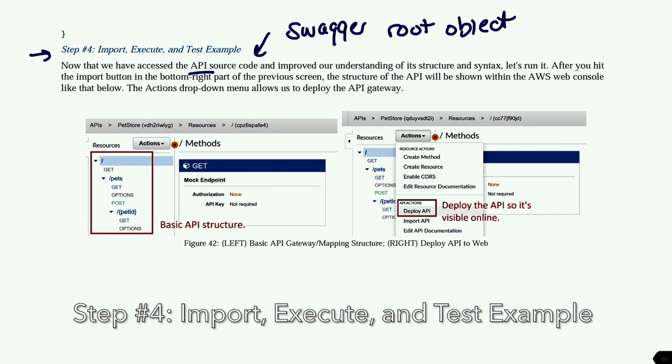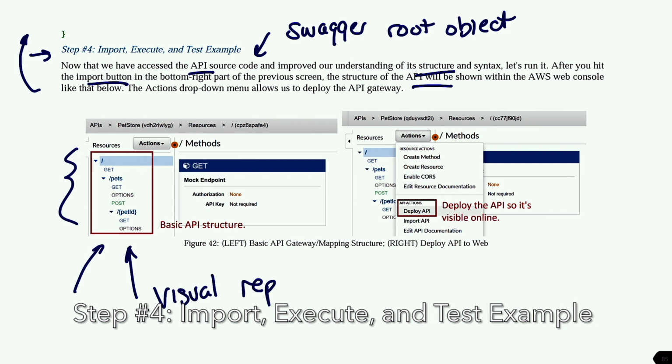So now that we've accessed the API source code, or again, the Swagger root object, and improved our understanding of its structure and syntax, let's go ahead and run it. After you hit the import button, if you remember the screenshot from way above, in the bottom right-hand part of that screen, the structure of the API will be shown in the AWS Web Console as right here. So this is nice because this visual representation lets you know whether your intended API structure is actually what AWS is recognizing. So you see we have get, we have pets, this returns the list of pets, and then you have everything else. If you were to scroll down, you would see the others.